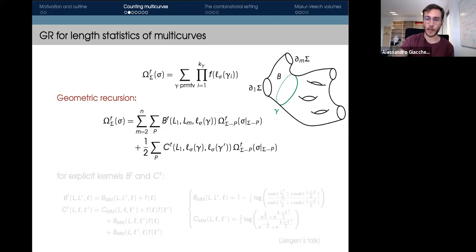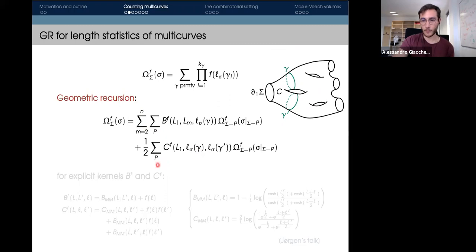So those are bounding the first boundary component of the surface, the mth one, where m is given by this sum. And then they bound a third curve inside the surface. And the second sum here with the C-type pairs of pants, they are pairs of pants of this type, where you bound the first boundary component here and 2 internal curves, gamma and gamma prime.